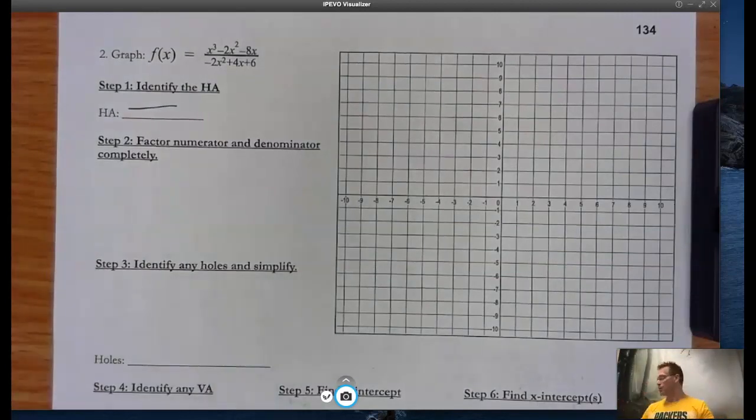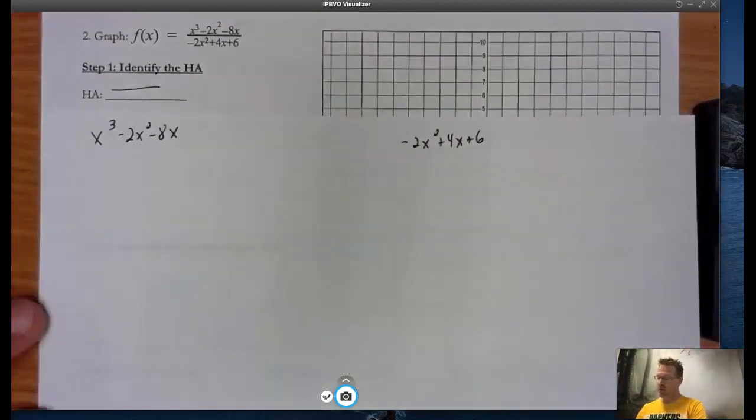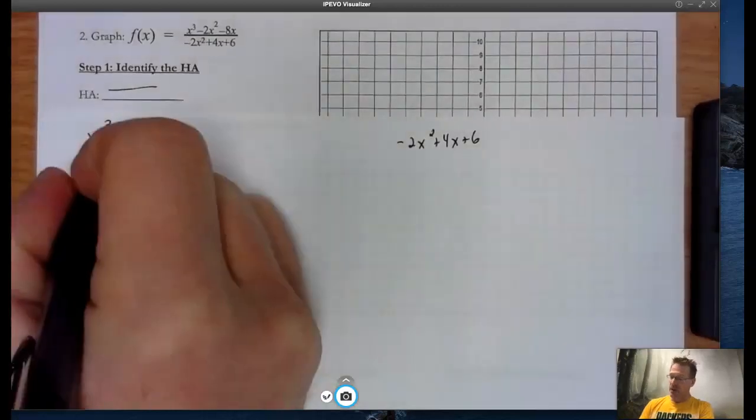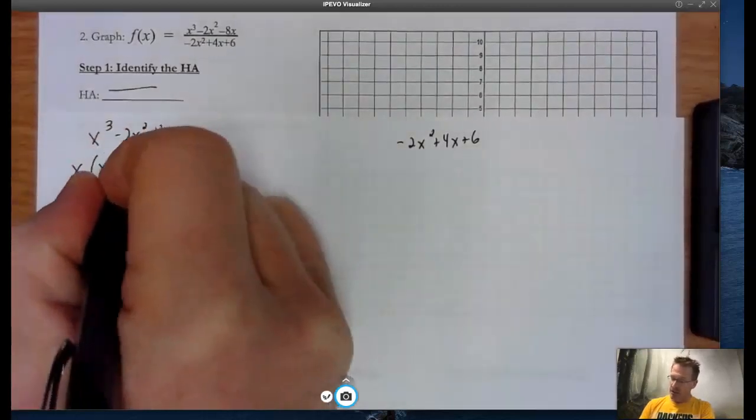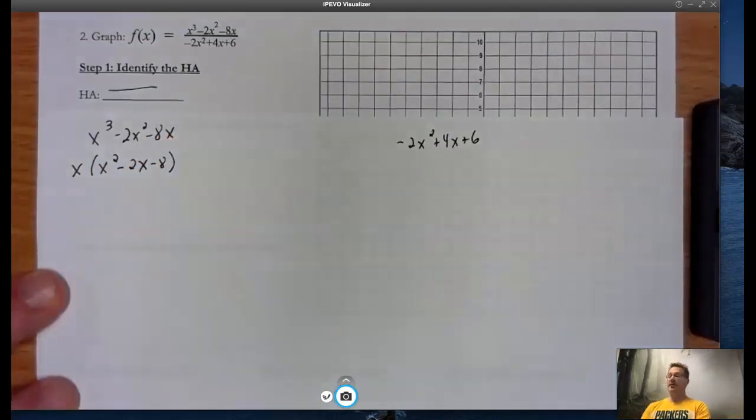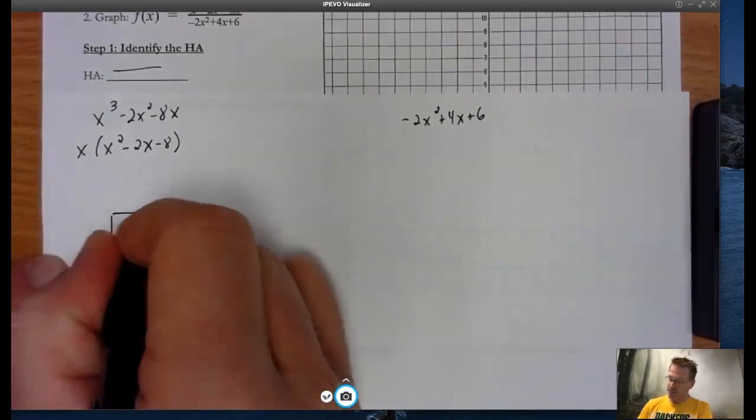Now no horizontal asymptote, so we go to step 2, which is factor everything completely. Once again, just to save a little bit of room here, I'm going to write a little bit bigger than that space. I've written out my numerator and my denominator. First thing, when I look at the numerator, it does have a GCF, and that GCF is x. So I'm going to take that x out, and I get x squared minus 2x minus 8. Now that I'm in my quadratic, I can jump into my area model.